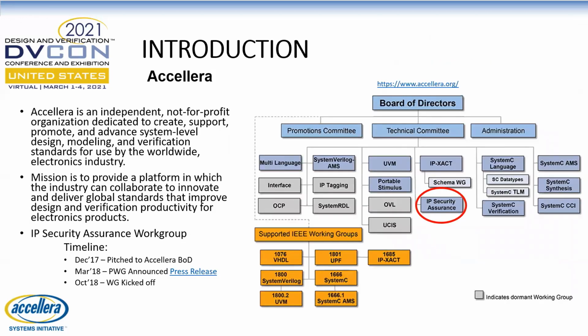The IP Security Assurance Working Group fits into the Accellera body as one of the technical committees. Accellera is an independent nonprofit organization and, as shown in the graphic, has many committees dedicated to improving design verification processes in the electronics industry. In this organizational structure, the IPSA work group kicked off in the late 2018 time and has begun marching towards a published standard ever since.